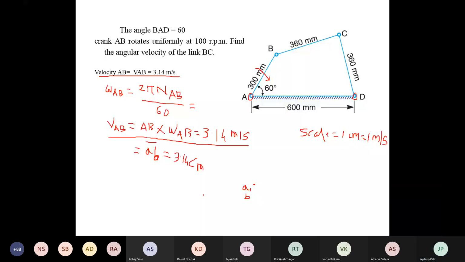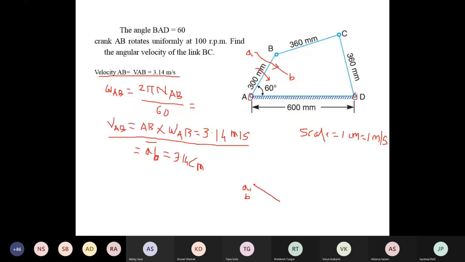Its magnitude is known, but show the direction. If you see the configuration diagram, AB rotates in the clockwise direction. So you have to draw the first vector ab perpendicular to the link AB and in the direction of rotation, in this direction. This is a and this is b. Now, how to draw it? Take the roller scale and draw the perpendicular to AB through point a in the vector diagram, and its magnitude is 3.14 centimeter.